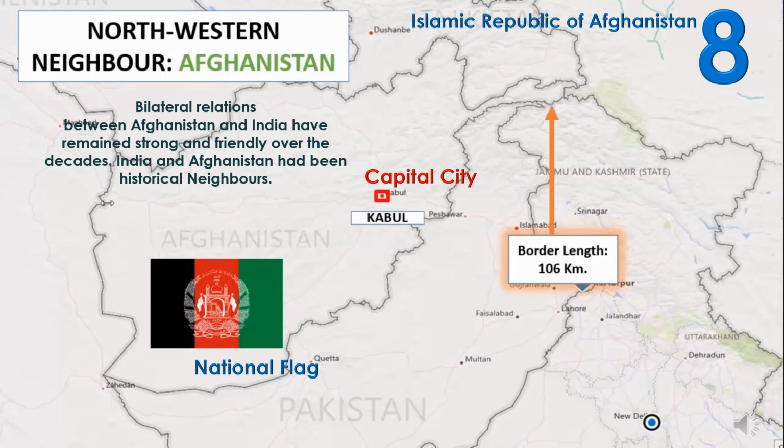Number 8. Islamic Republic of Afghanistan. The border length between India and Afghanistan is 106 kilometers. The capital city of Afghanistan is Kabul. And here you can see the national flag. The bilateral relations between Afghanistan and India have remained strong and friendly over the decades. India and Afghanistan have been historical neighbors.